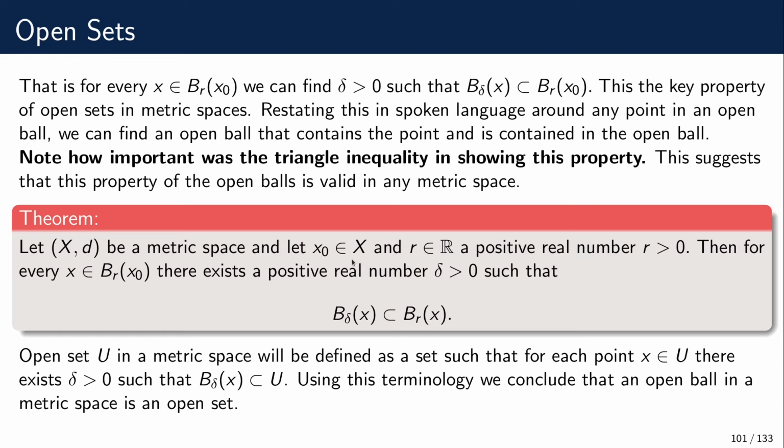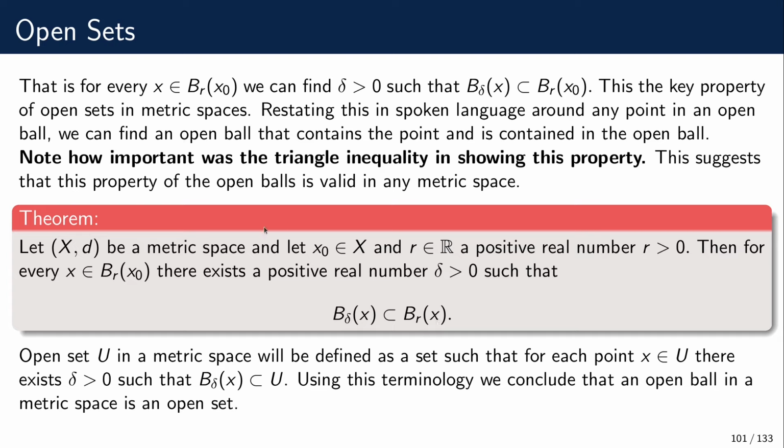So the theorem goes as follows. For any metric space, any point x0, and r a positive real number, for every x in this open ball there exists a positive number delta greater than 0 such that the open ball with radius delta around x is contained in the open ball with radius r around x0.